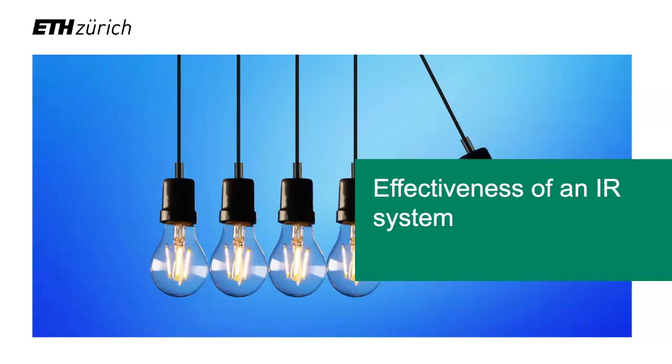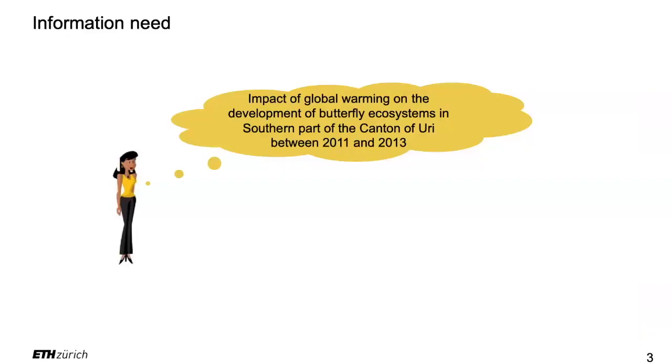So we have a first system that does the job. It's a mathematical system, right? I haven't yet implemented that in a computer, but it is a mathematical system that returns the documents that satisfy a given query. Now, I would like to say a few words about the effectiveness of an information retrieval system, whether it does the job or not.